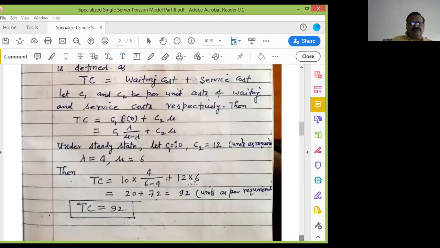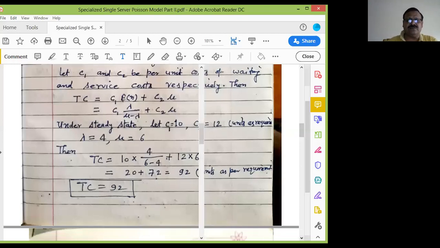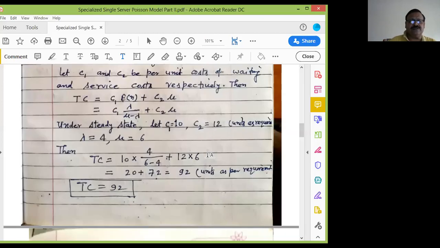So TC is equal to 10 into 4 upon 6 minus 4 plus 12 into 6, which is 20 plus 72. This is 92 units per requirement. So TC is equal to 92. This is the total cost of this system. Since we are mathematicians, here, what is happening? We can optimize this TC.